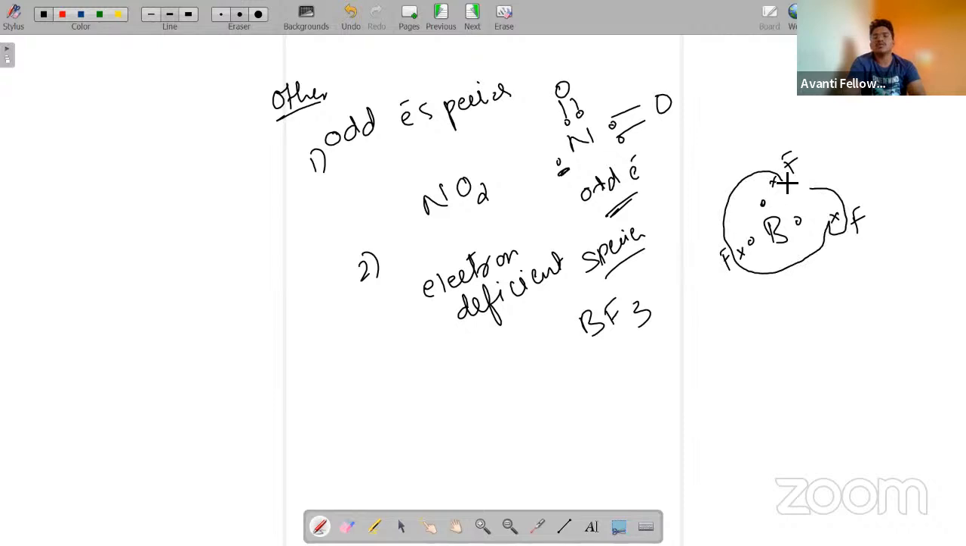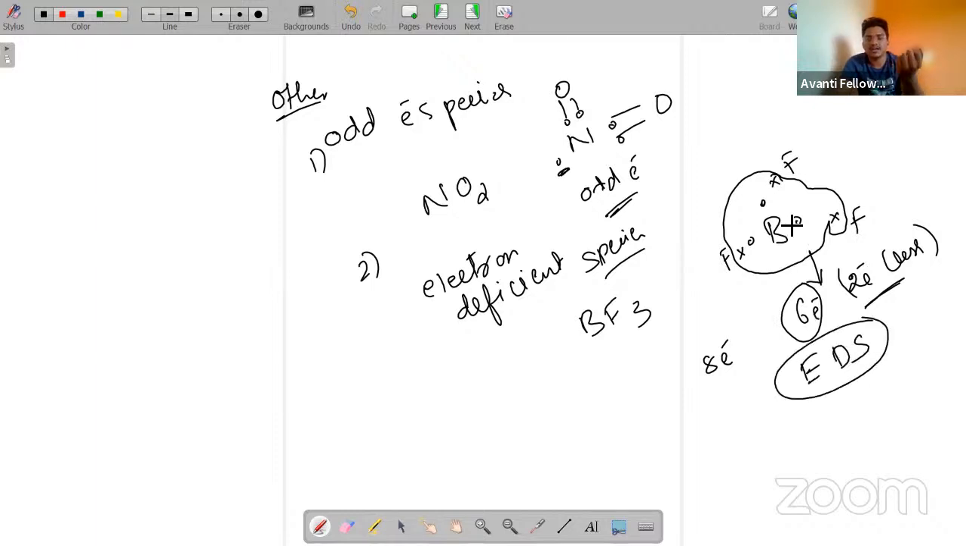Boron has only 6 electrons, which is 2 electrons less. Whenever electrons are lacking, usually it needs 8 electrons to be stable. But how many electrons does it have? 6 electrons. 2 electrons are less. So species with fewer electrons than needed for the octet are called electron deficient species.